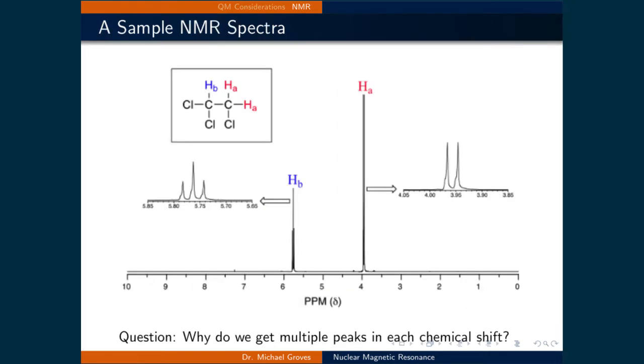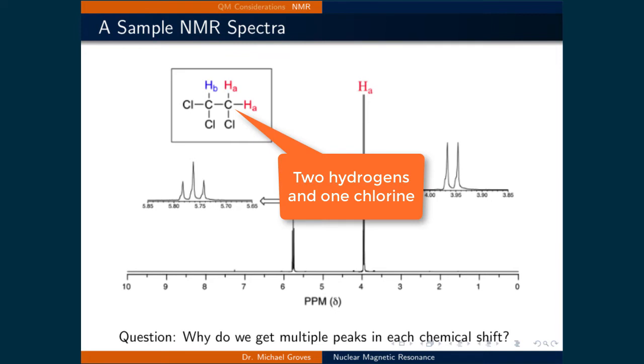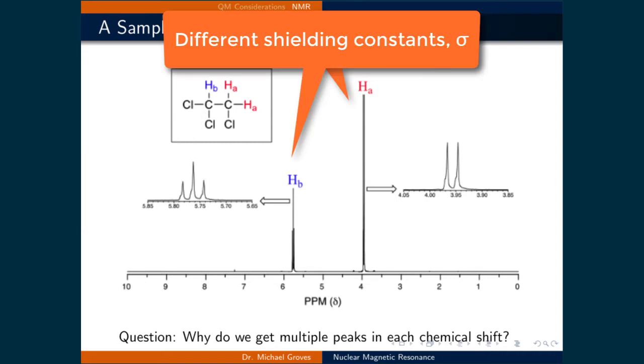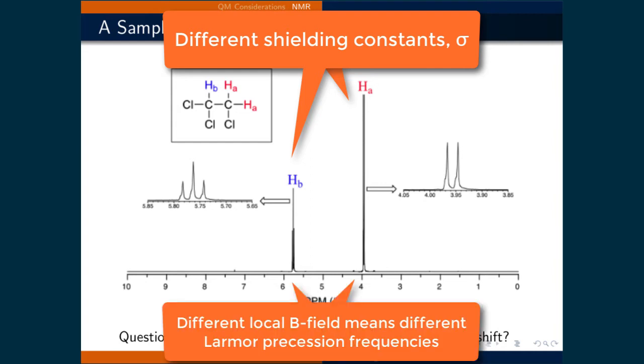So back to our sample NMR spectra of 1,1,2-trichloroethane. We can see that the protons listed as HA are in a different bonding environment than the one identified as HB. The HA protons have two protons bound to the central carbon atom with one chlorine, while the HB proton has only one proton bound to the central carbon atom with two chlorines. This difference in bonding leads to different shielding constants, which modifies the local magnetic field experienced by HA and HB. Finally, this difference in the local magnetic field modifies the Larmor precession frequency, meaning that HA will have a different chemical shift than HB.